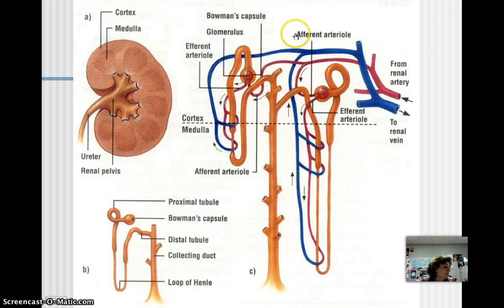Oh, sorry. There are a couple things to label on the notes. We have the Bowman's capsule, the glomerulus, the afferent arteriole, and then down here, this is our proximal convoluted tubule, our Bowman's capsule, and then down here is called the loop of Henle, and we also see the loop of Henle over here. So take a look at those different parts, and next class we'll talk more about the structure of the nephron and how it functions.